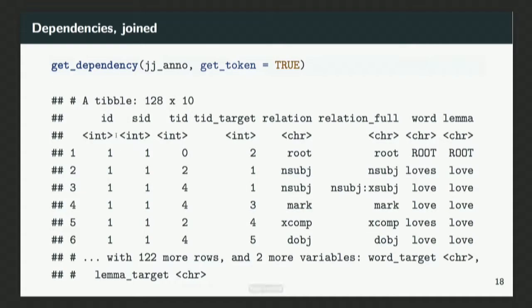As I said, one reason for using these get functions is that they have additional options that will allow the output that comes out of them to be more useful to you by default. There's a get token option to get dependency, which merges the tokens table into this so we can actually see all of the tokens that are connected. In the first sentence, every token is essentially love, so you see love written 10 times there. 6 times, I think, actually.